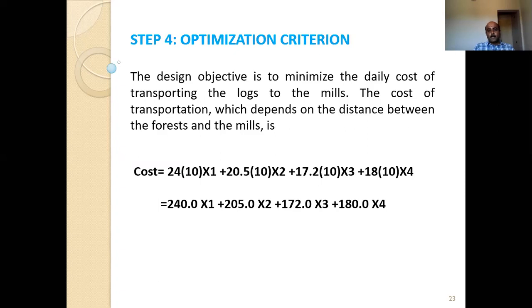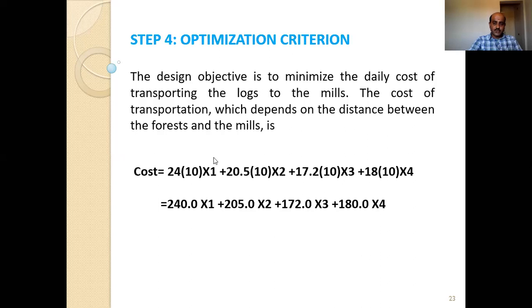Step number 4, optimization criterion. The design objective is to minimize the daily cost of transporting the logs to the mills. The cost of transportation, which depends on the distance between the forest and the mills, is as follows. So you can see the cost is equal to the cost function we have written here, which is equal to 24 into 10 into x1.